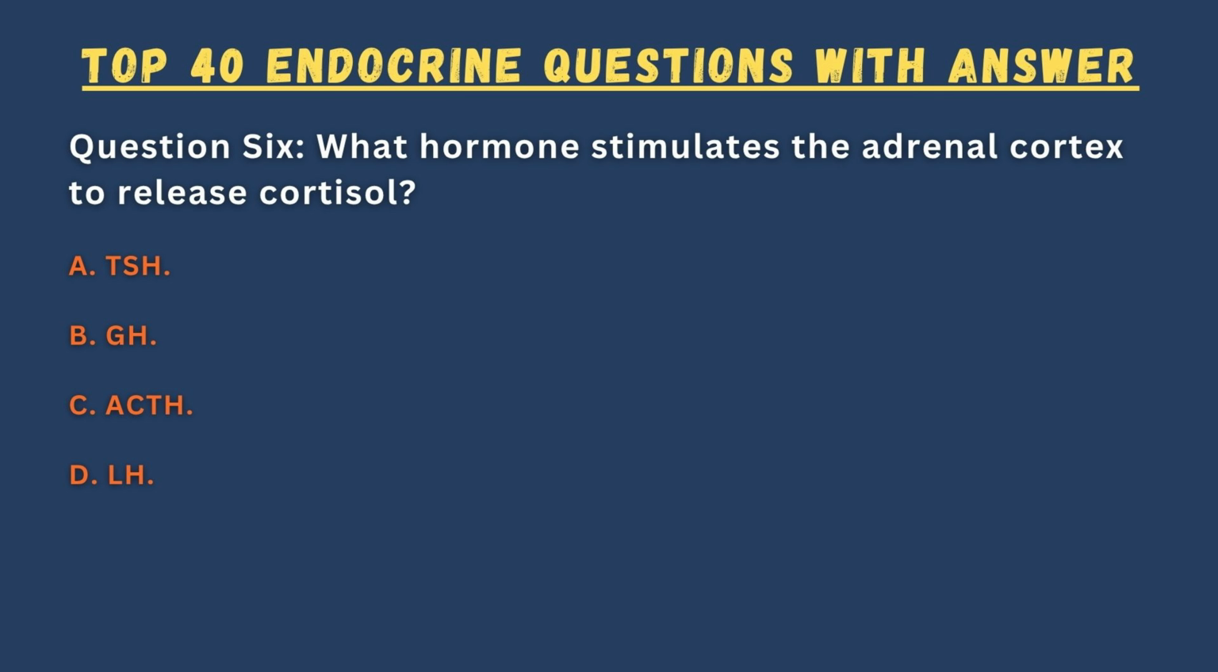Question 6. What hormone stimulates the adrenal cortex to release cortisol? A. TSH. B. GH. C. ACTH. D. LH. Answer. C. ACTH.